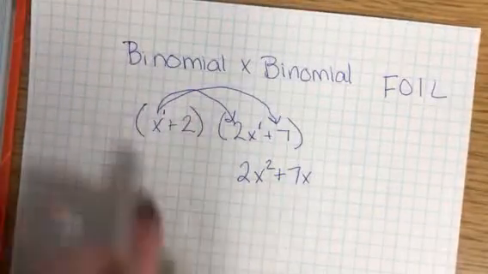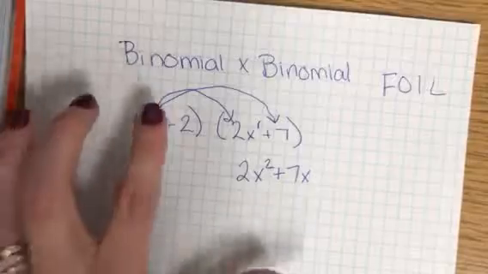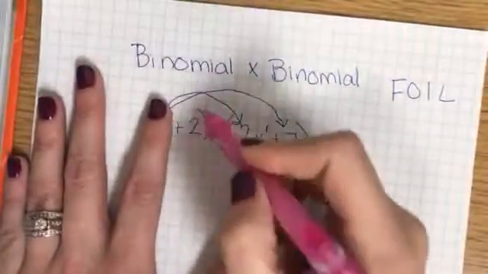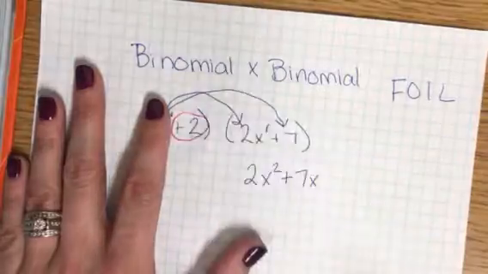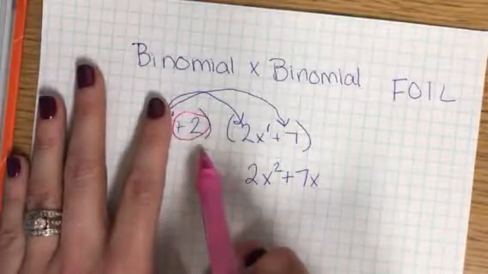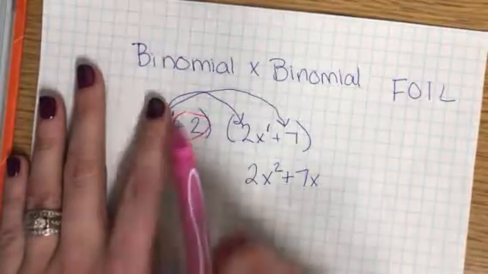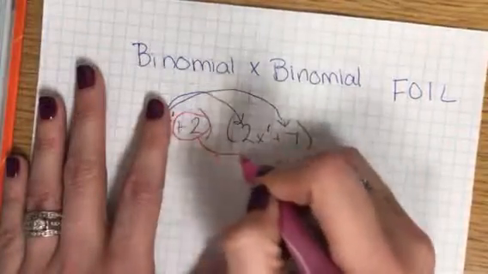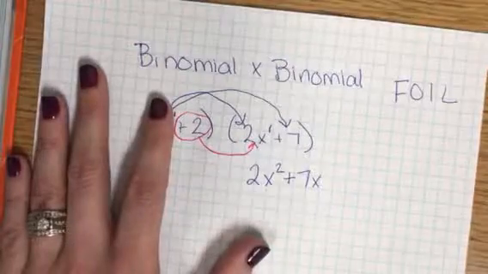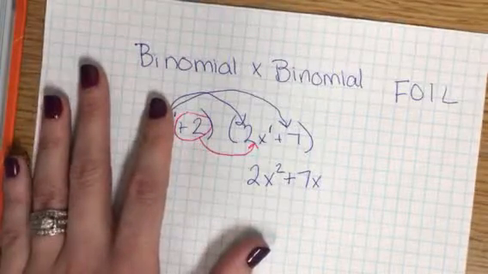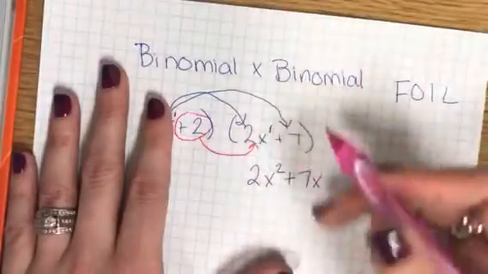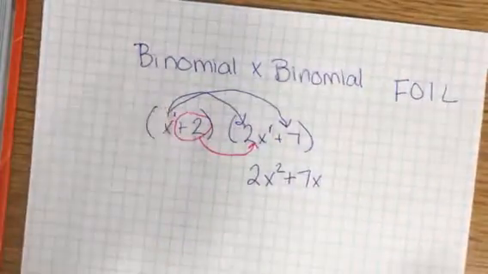Then I'm going to switch. So I'm going to uncover that positive 2 and ignore the x to the first. I need to leave this addition sign uncovered because it's telling me that this 2 is positive. If this was a subtraction sign, then I would need to be dealing with a negative. So I'm going to start distributing my 2. So 2 times 2x is going to give me a 4x. 4x is a like term with 7x.